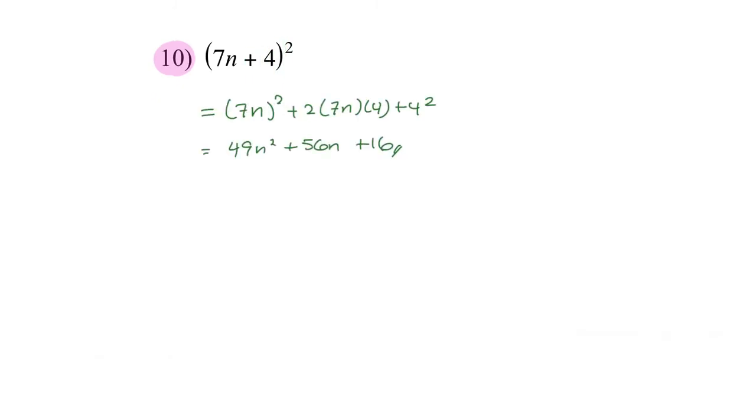Okay, so again, I got this squared, so it's the first one squared. As you can see now, I'm squaring also the 7, right? Not just the n, 7n squared plus 2 times the first one, that is 7n, times the second one, that is 4, plus the second one squared. So that means 7 squared is 49n squared. 2 times 7 times 4 is 56n plus 16.